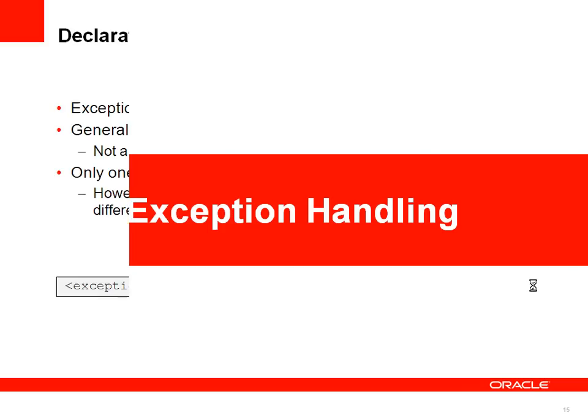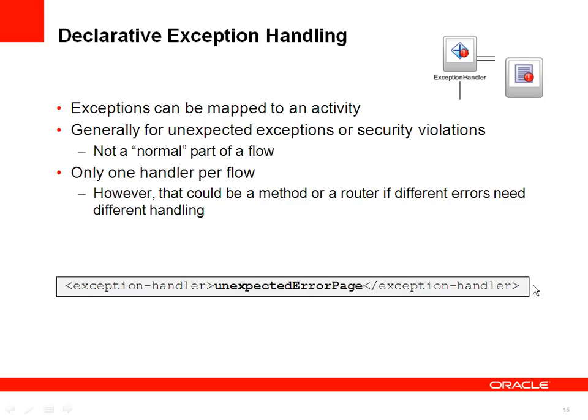ADF task flow allows you to declaratively specify exception handlers in a bounded task flow and in the unbounded task flow. What it does is that this exception handler is called for whatever is going wrong. The exception handler can be marked as a router, as a method activity, or as a view activity, in which case you are given the chance to look into what the exception is and then do the best thing you can to handle the exception.